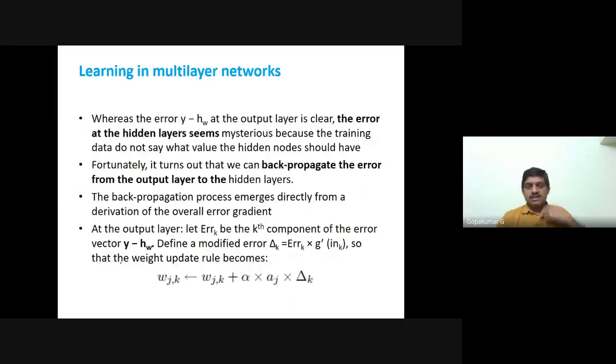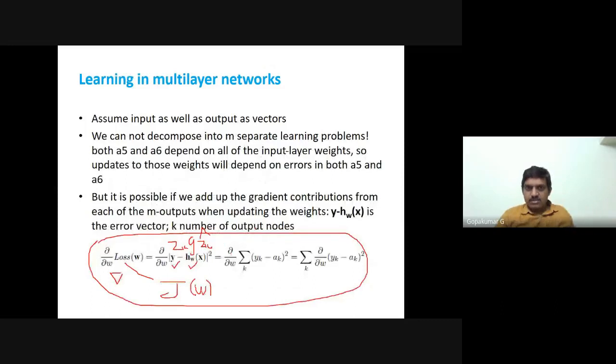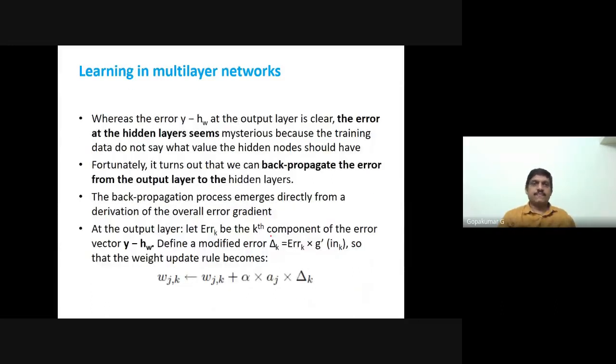What is k? It is actually the total number of output nodes. Now we have to calculate the error at the output node and the total error, and then we have to use that error for updating the weight vector.